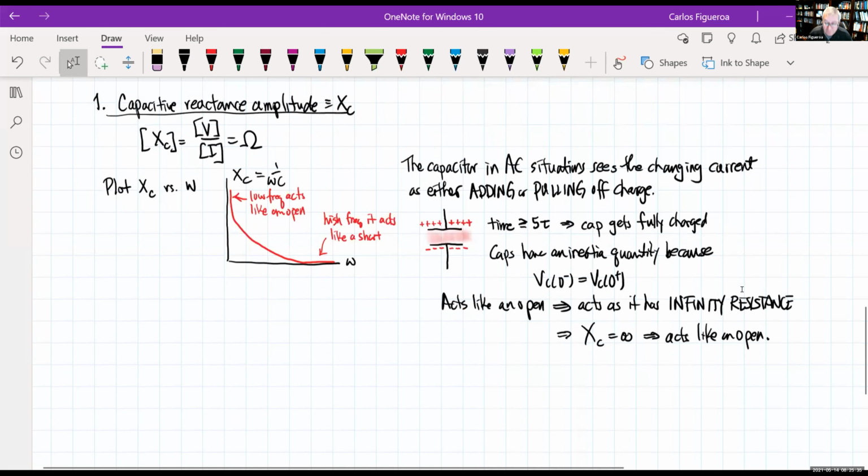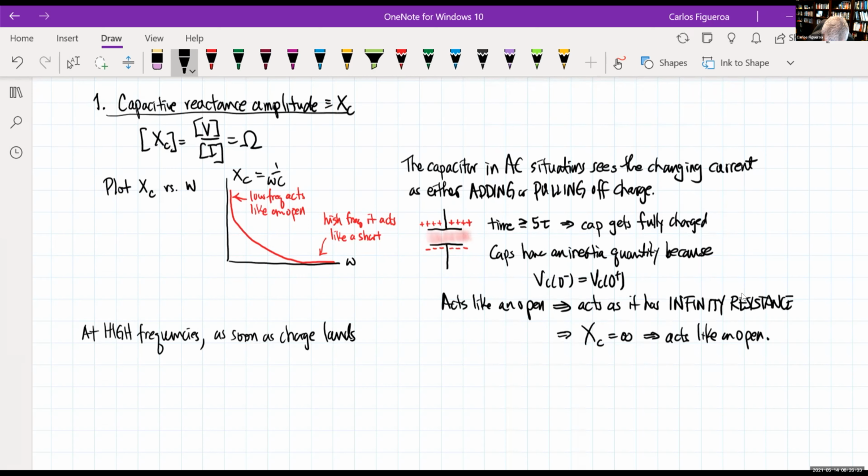However, if I have really high frequencies, what you're going to find is that as soon as charge lands on the cap, the charge is immediately pulled off.